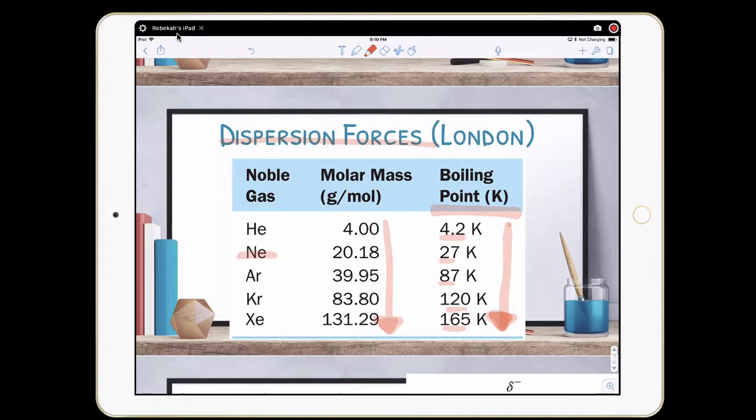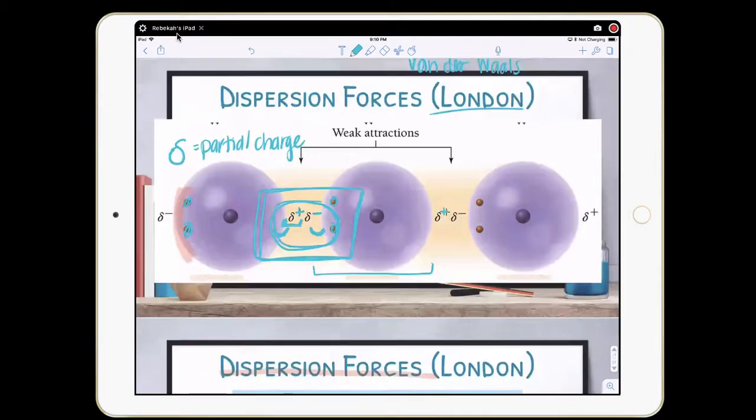So London dispersion forces, so the strength of London dispersion force also increases as we get bigger. Just because we have more opportunities for this weird, like, off-kilter electron distribution thing to happen. We got more chances for it to happen.